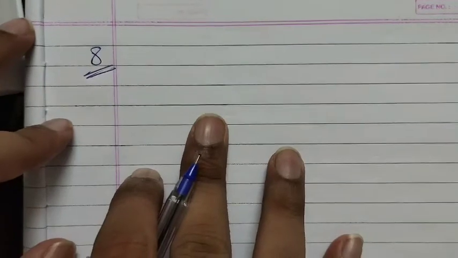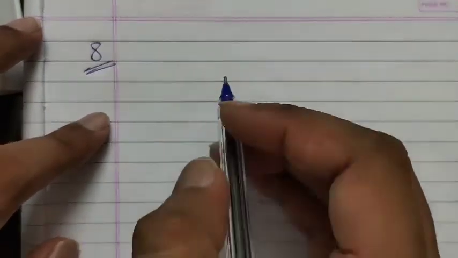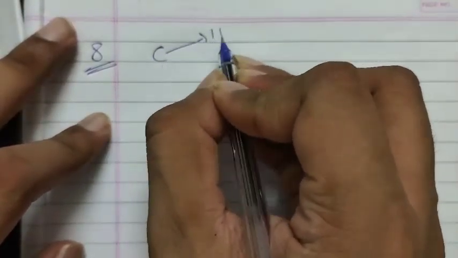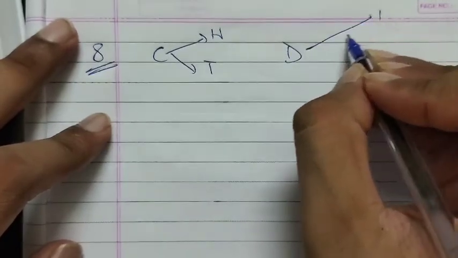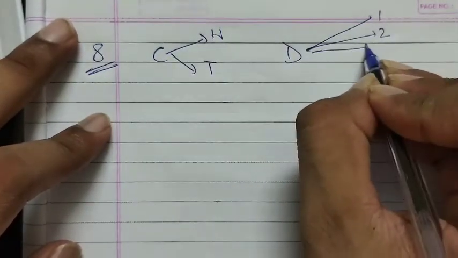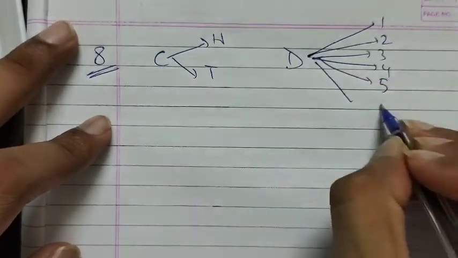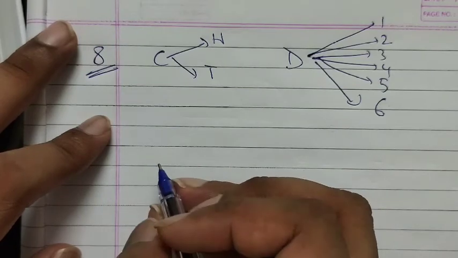So in question number 8, a coin and a die are tossed. A coin can have head or tail, and a die can have 1, 2, 3, 4, 5, 6, right? So describe the following events.